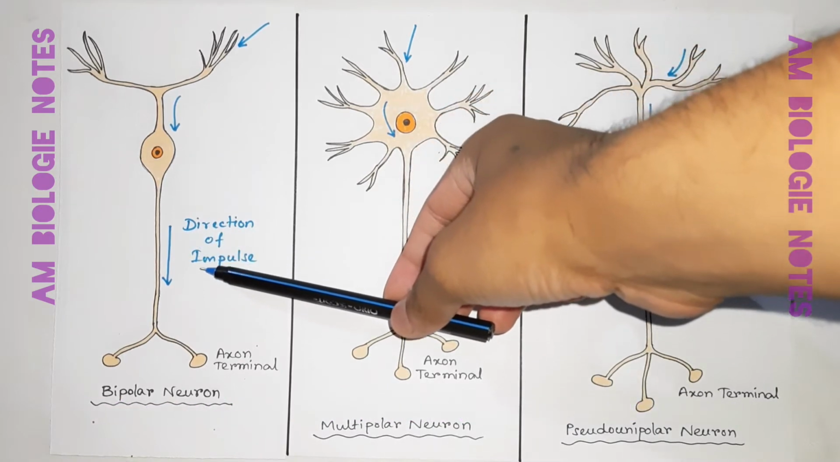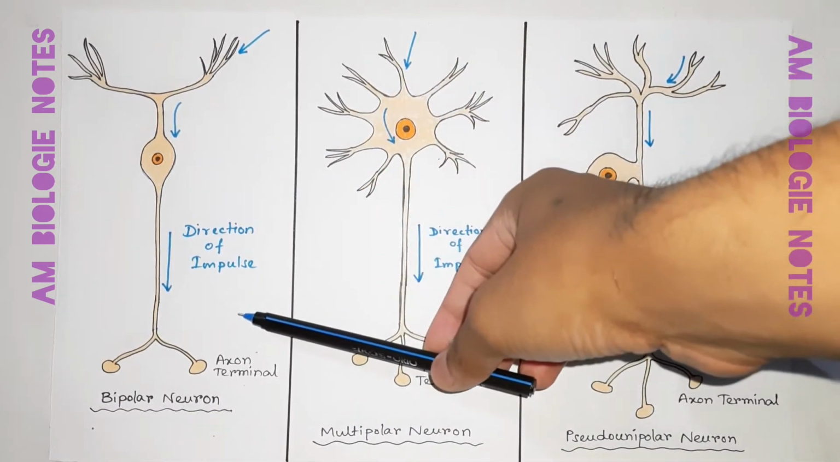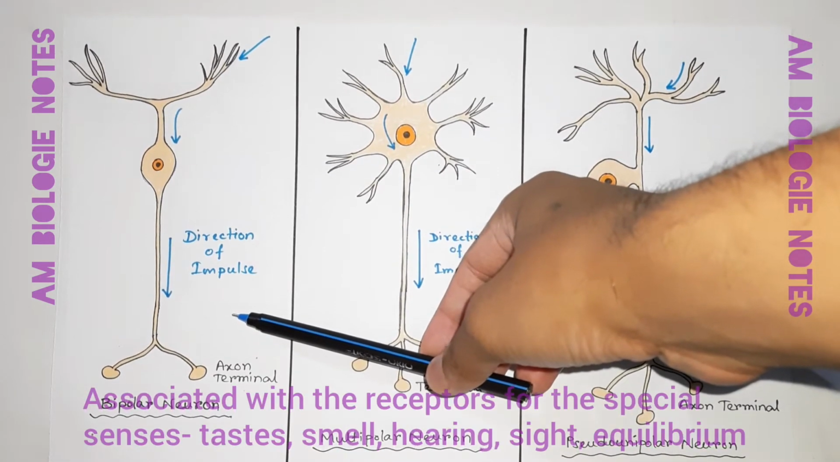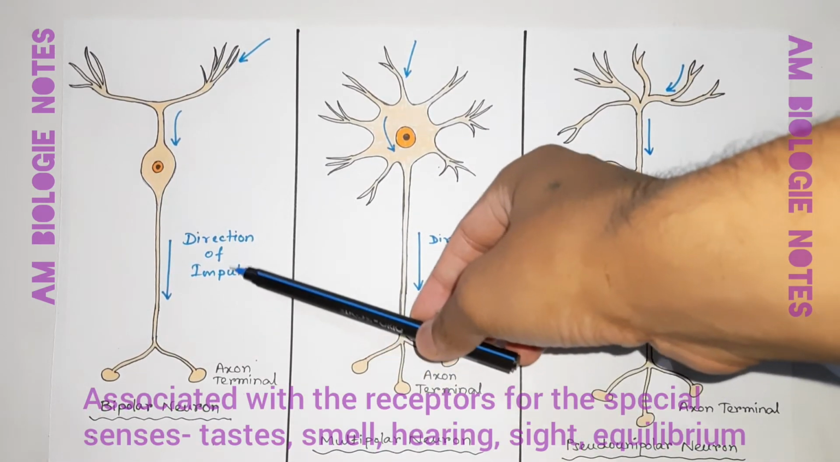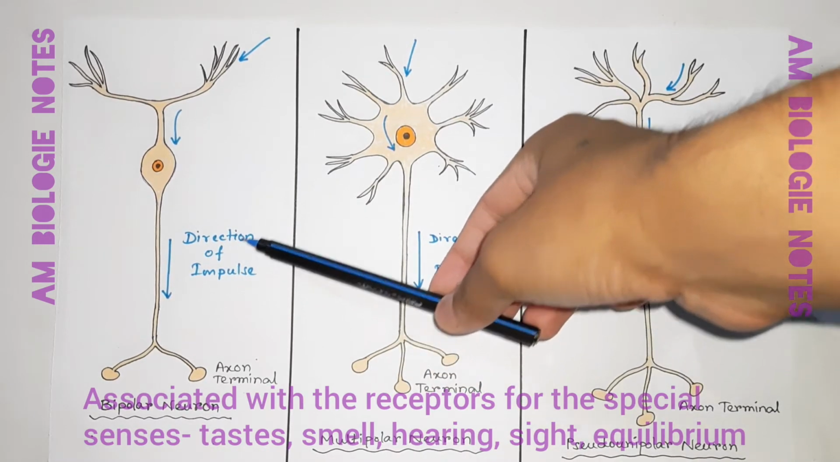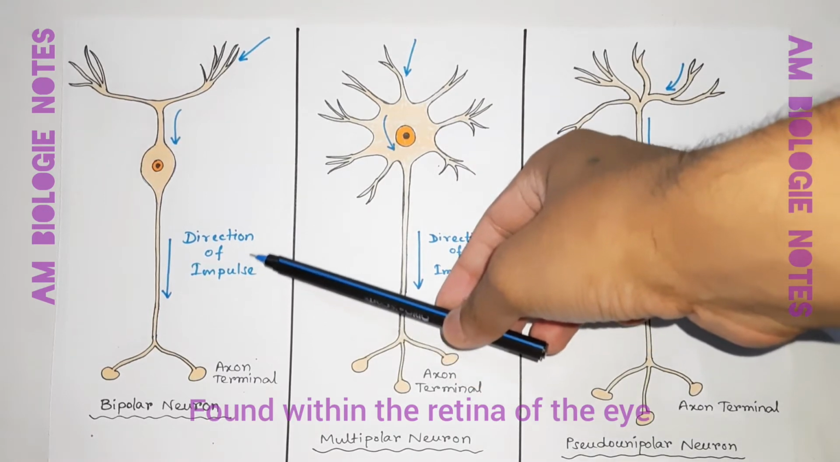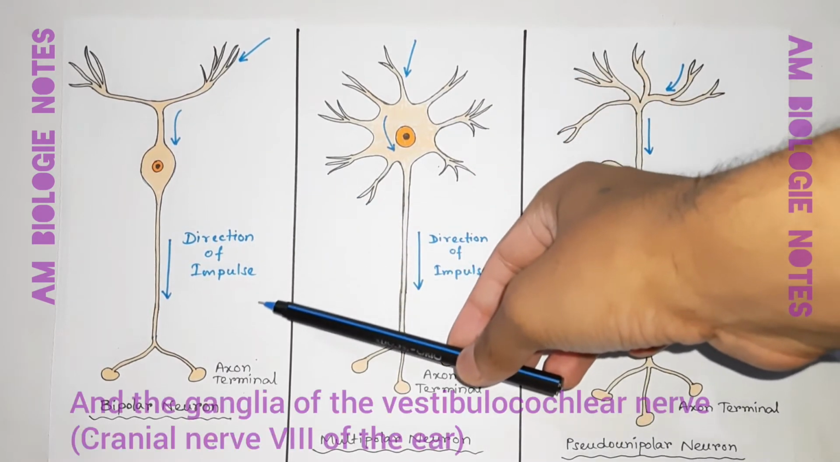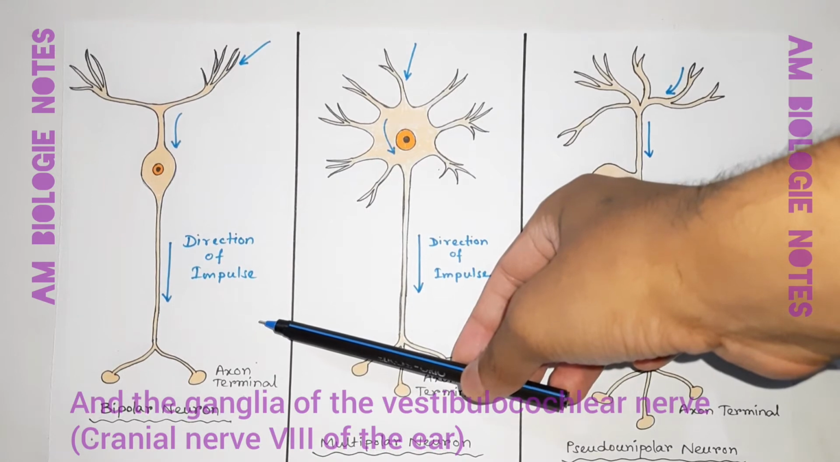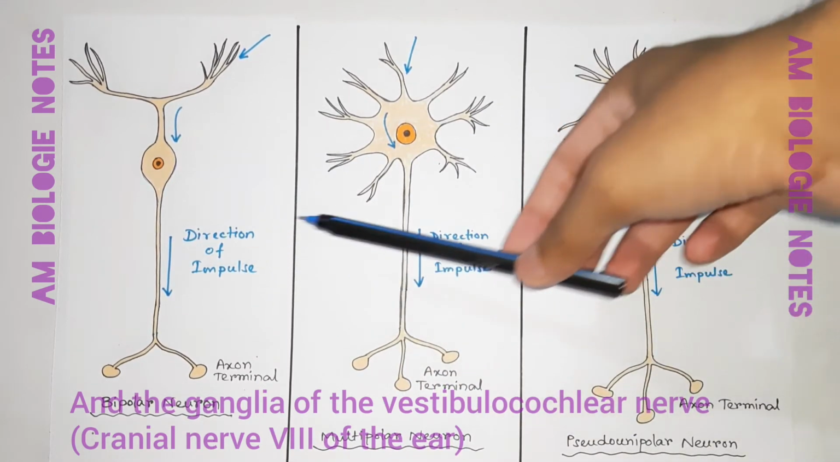Bipolar neurons are rare. They are most often associated with the receptors for the special senses like taste, smell, hearing, sight, and equilibrium. They are generally found within the retina of the eye and the ganglia of the vestibulocochlear nerve, that is, cranial nerve 8 of the ear.